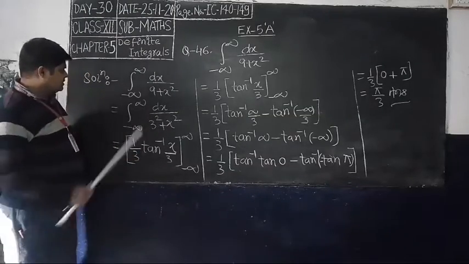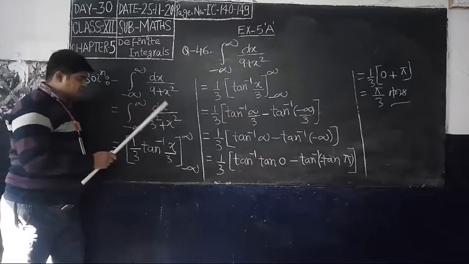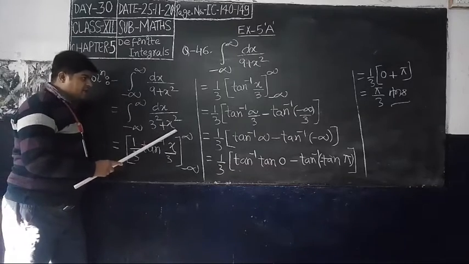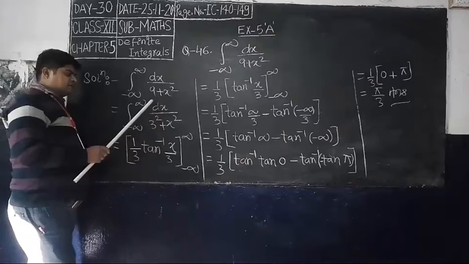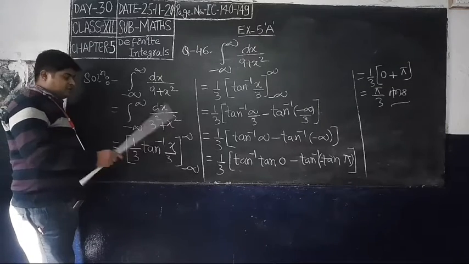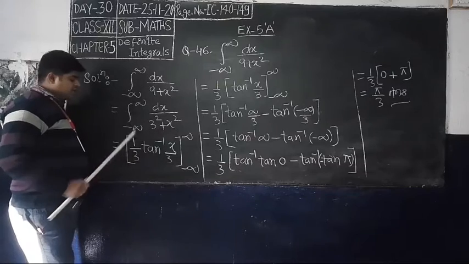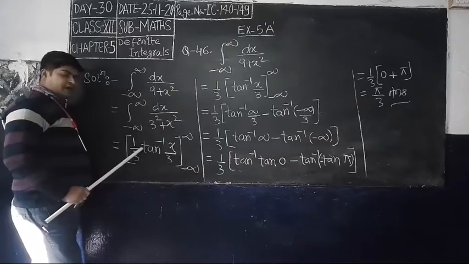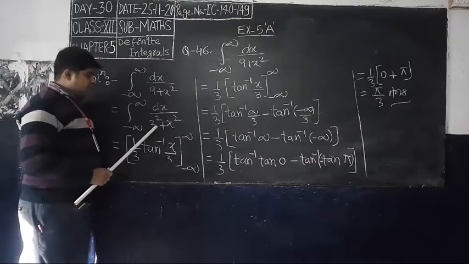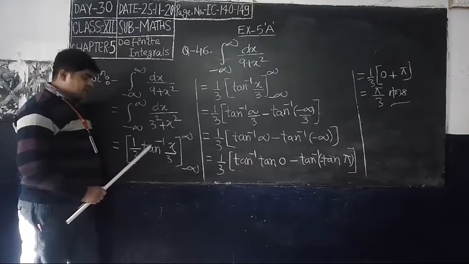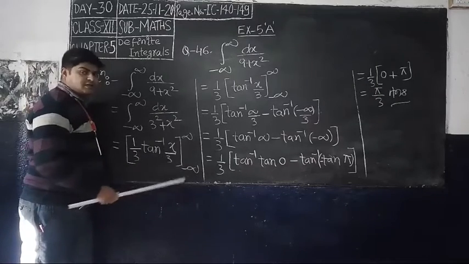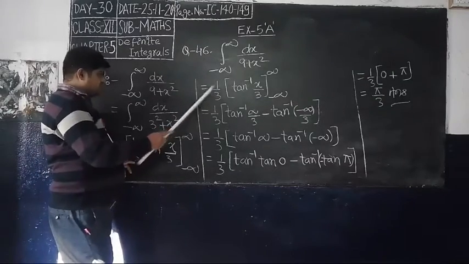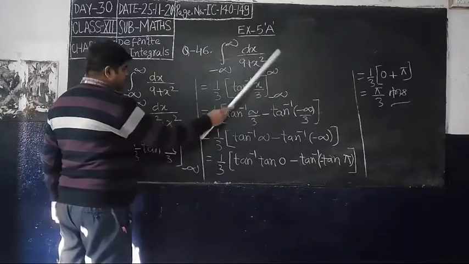You will arrange the function: integration from minus infinity to infinity, dx by 3 square plus x square. You will arrange it in the form of a square plus x square, and you know the integration of the function 1 by a square plus x square is equal to 1 by a, here 3, so 1 by 3 tan inverse x by a. So your final answer is 1 by 3 tan inverse x by 3 with limit minus infinity to infinity.